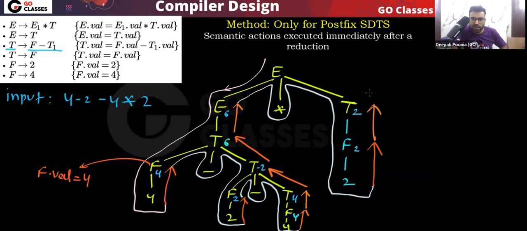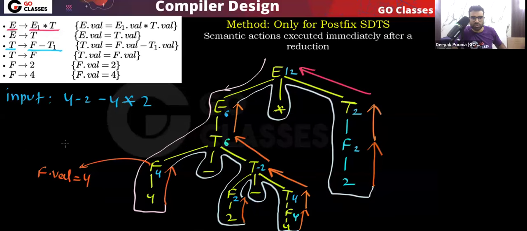Then we got our last and final reduction. That is, e star t is reducing to e. So here e.val, e is the head, remember, and this is e1. So e.val will be equal to e1.val into t.val. So e.value will be equal to e1.value into t.value. That will be 6 into 2, that will be 12. So this value will be 12.